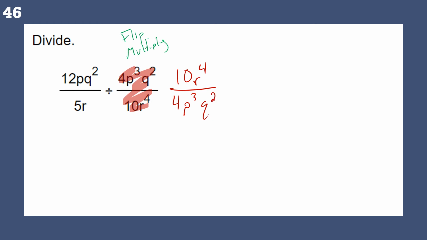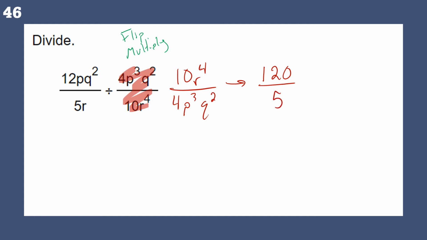Now I'm going to focus on each of my pieces and try to simplify. So I'm going to combine what I have here right now. So combining, I get 120 over 5.